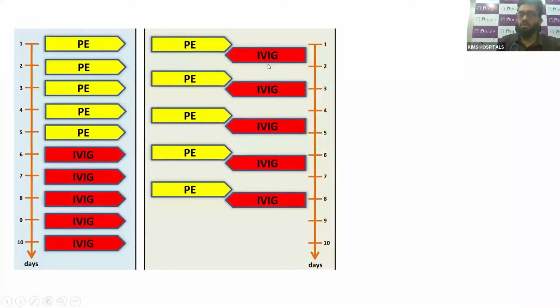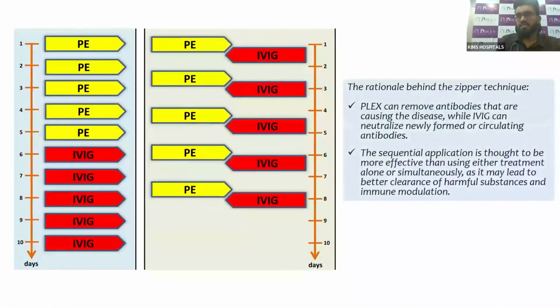Here we don't give the whole dose of IVIG, we give a small dose of IVIG, that is 0.4 gram per kg, immediately after that. Why is this important? Because plasma exchange is going to clear off all the cytokines in the system, but IVIG is going to neutralize the antibodies. We can't wait for 5 days and then give IVIG, because ANE is not going to give that much time. So a small dose of IVIG, then the next cycle of plasma exchange and the next cycle of IVIG. This is going to be alternating. This is called the zipper technique. What is the rationale behind it? It combines both techniques and you have a better, synergistic action of both.